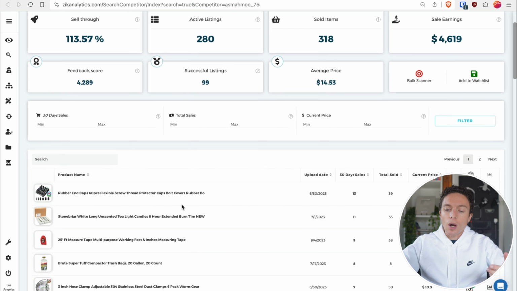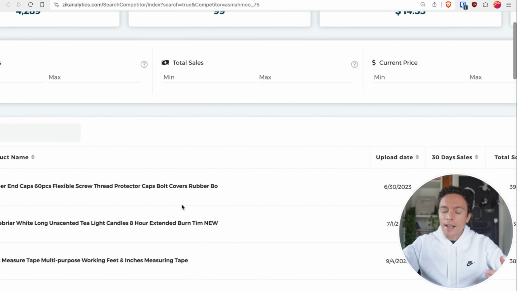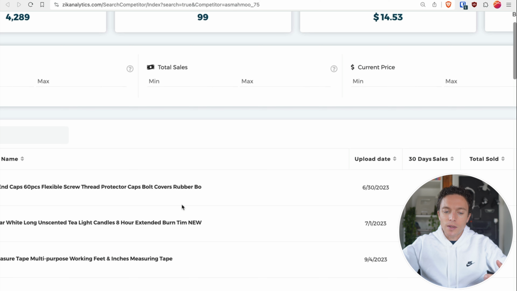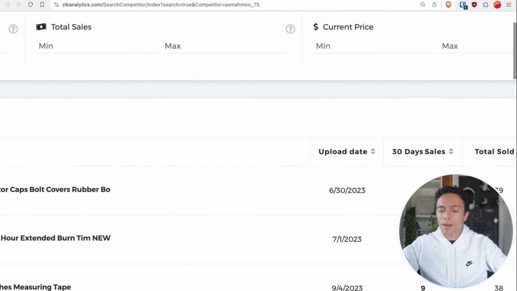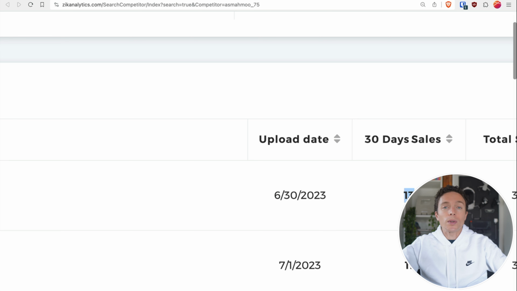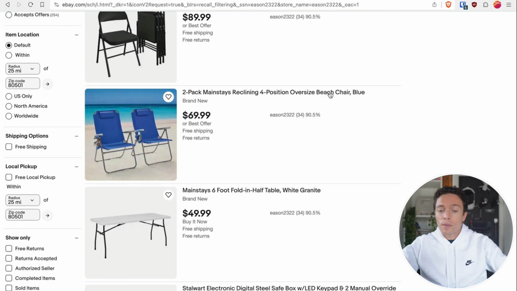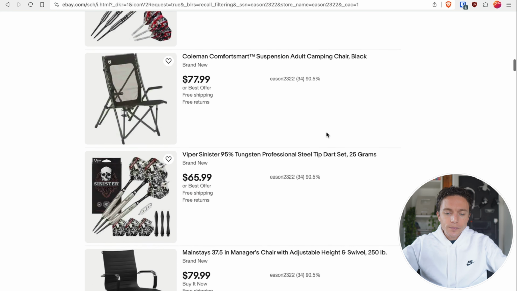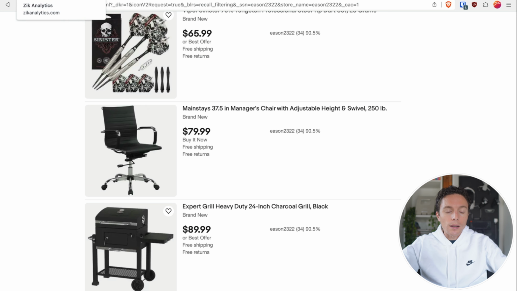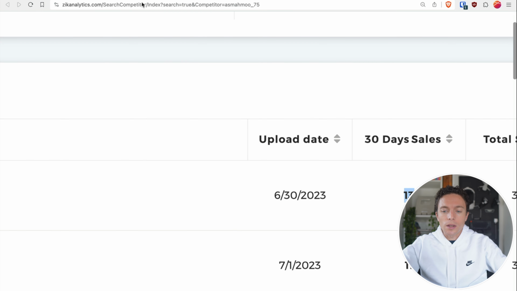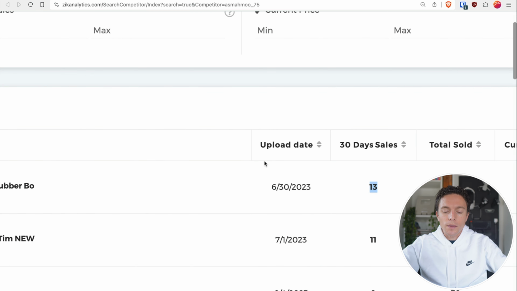What Zeek Analytics is also able to do is it not only tells us how many times these items have sold. So for instance, this item is sold 39 times in total, but it also tells us how many times these items have sold in the past month. This item is sold 13 times in the past month. And that information in this column, the 30-day sales, that information just isn't available on eBay. So that's why I really like to use a software tool like Zeek Analytics to do this for us.